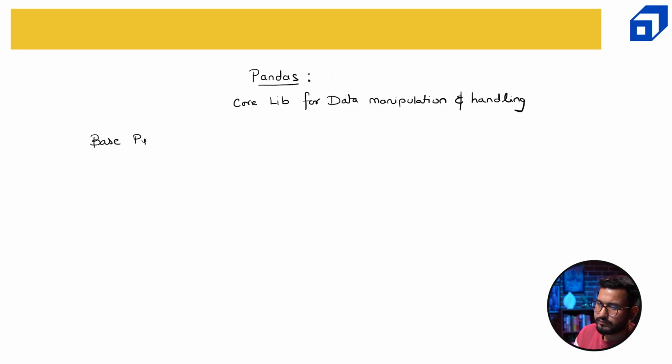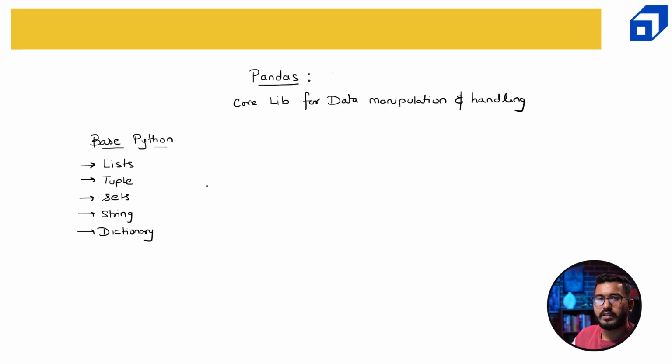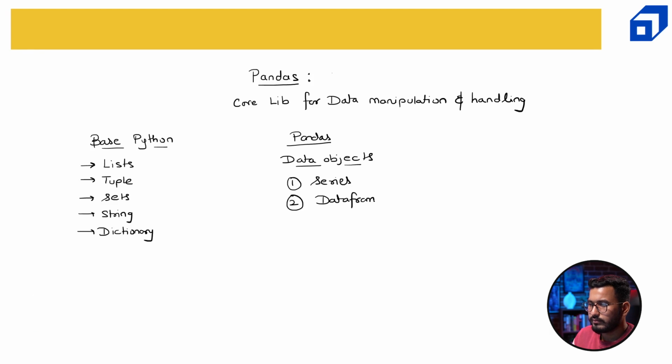Now in order to start with Pandas, we first have to understand the concept of data objects in Pandas. As we have learnt in base Python, the data objects are list, tuple, sets, string, and dictionary. Similarly, for Pandas, the data objects are number 1, series, and number 2, data frame. Series and a data frame are the two data objects for the library Pandas.